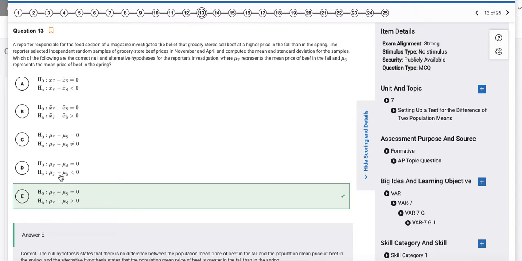Okay? So if you read this, you see this phrase right here, higher price. It's saying something sells at higher price in the fall than in the spring. So that means fall has to be greater than spring. So we use the greater sign right here.